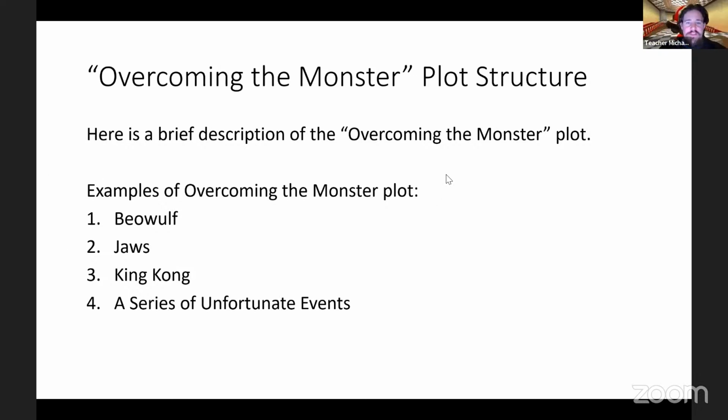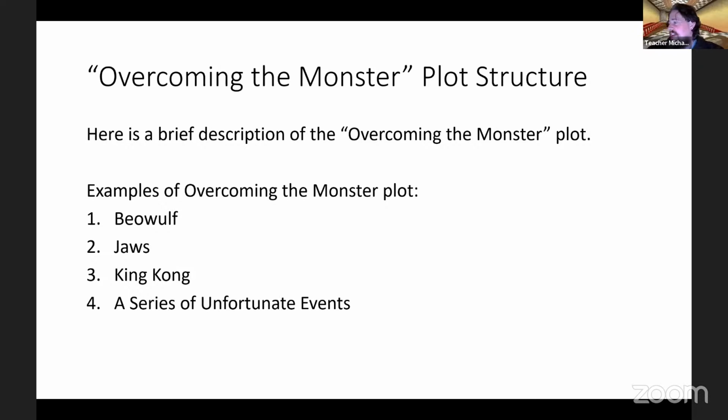Now, the plot that we're looking at tonight is called Overcoming the Monster. And to overcome something means to beat it or to pass it or to basically win. So if I'm overcoming a monster, that means that there is a monster in my life that I need to either beat or defeat in battle, or just conquer in general.